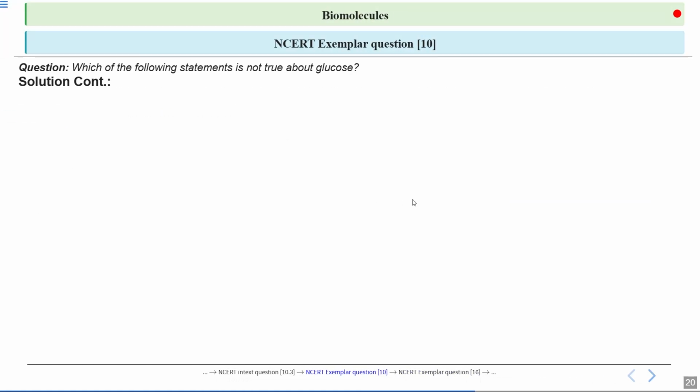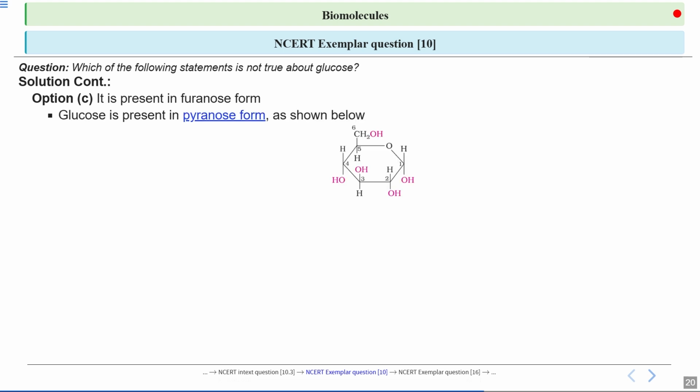Now if we move on to the next option, option C, it is present in furanose form. This statement is wrong. Glucose is actually present in pyranose form and not the furanose form. If we notice the structure, this is a 6-membered ring and this is a characteristic of pyranose. This is important because the shape of the molecule affects how it interacts with other molecules. So it is present in pyranose form, not in the furanose form.